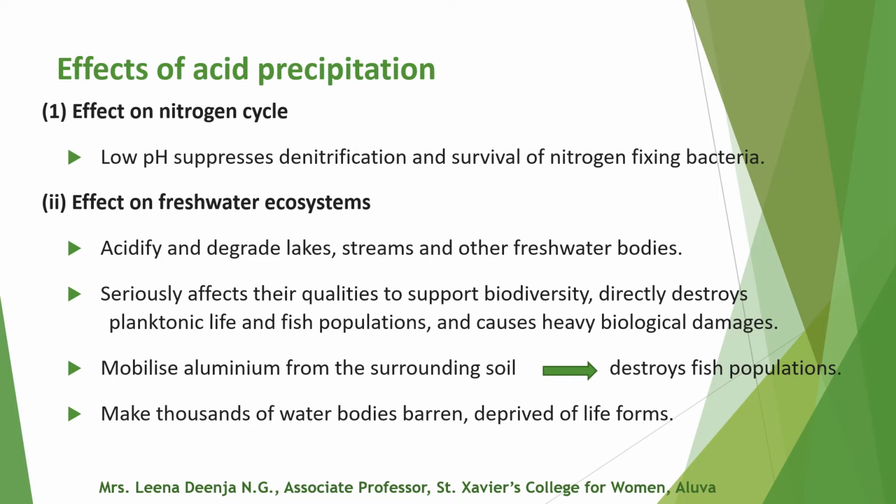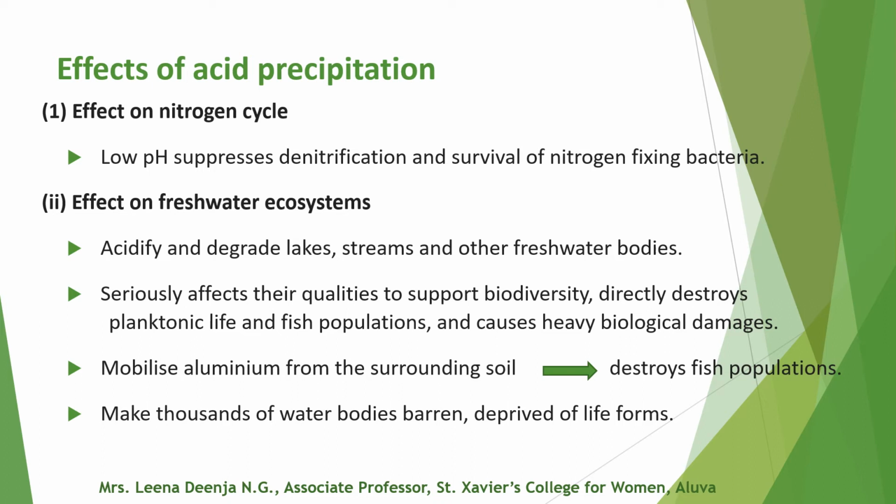Second one, effects on freshwater ecosystems. Acid rains often acidify and degrade lakes, streams, and other freshwater bodies. This very seriously affects their quality to support biodiversity. It directly destroys planktonic life and fish populations and causes heavy biological damage.